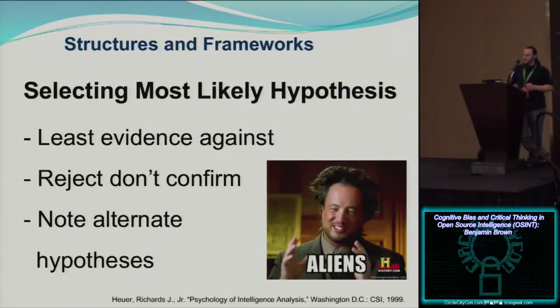Now, when you're selecting your most likely hypotheses, you're looking for the least evidence against each hypothesis. You're not looking for the most evidence for. Here you're rejecting hypotheses, you're not confirming them. You also want to note and keep track of alternate hypotheses. This is really useful for the later stage.